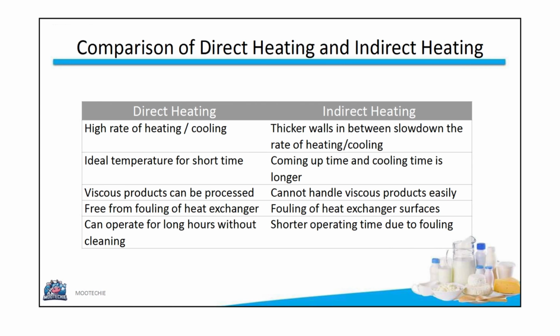Direct heating offers a very high rate of heating and cooling, is ideal for short times, can handle viscous products, is free from fouling, and can operate for long hours. Indirect heating has slower heating and cooling rates due to the physical barrier, longer come-up and cooling times, struggles with viscous products, suffers from fouling, and has shorter run times.